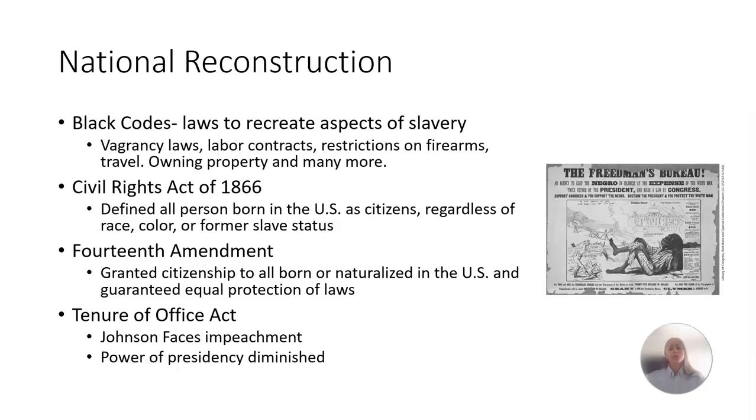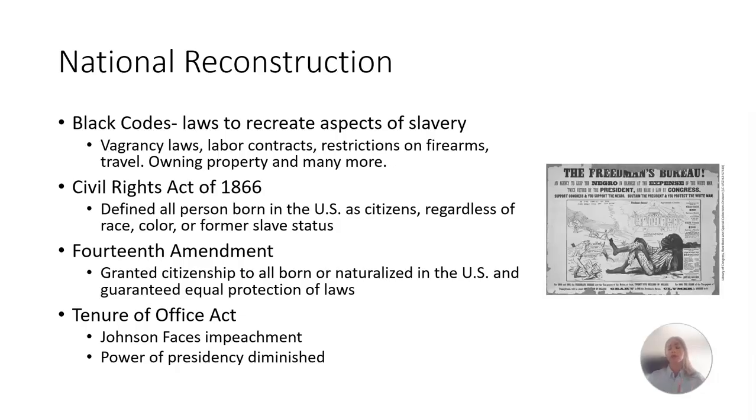Congress, especially these radical Republicans, were furious because of what was happening. And so they believed that the federal government must protect freed people's rights. So Congress ends up passing two major laws. One is the Civil Rights Act of 1866, and then the 14th Amendment. The Civil Rights Act of 1866 defined all persons born in the U.S. as citizens, regardless of race, color, or former slave status.